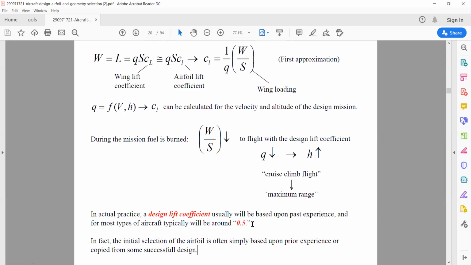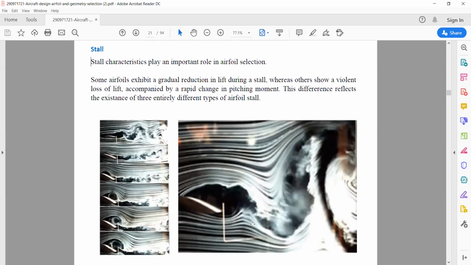Okay. And so these are the stall characteristics. Stall characteristics play an important role in airfoil selection. See, this is the stall. How it occurs is, the maximum is the point where maximum lift occurs, after that it loses its control, where the lift will be less compared with the drag. And so this is how the airfoils will be segregated.